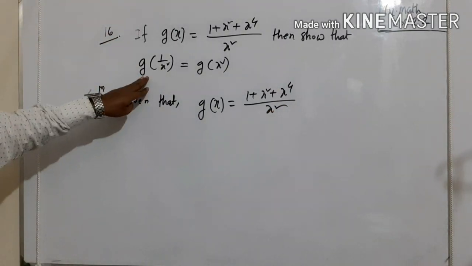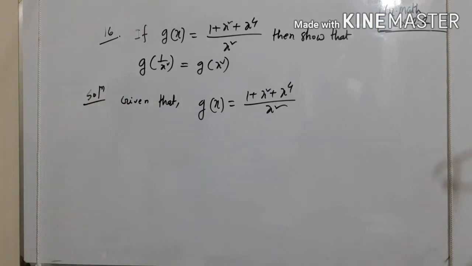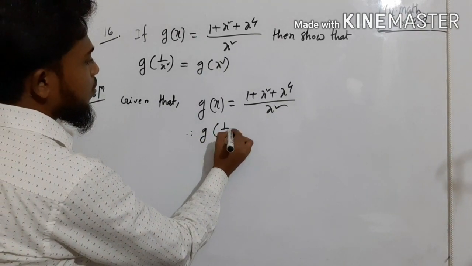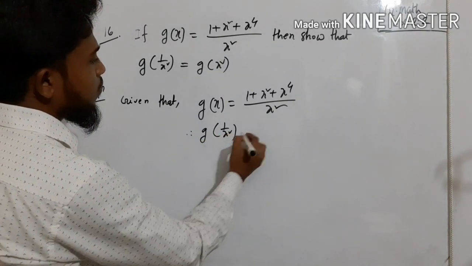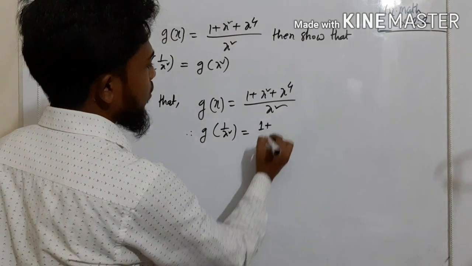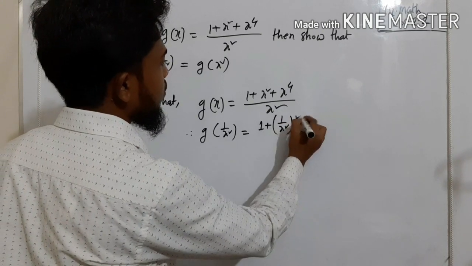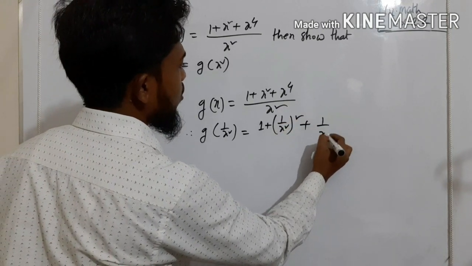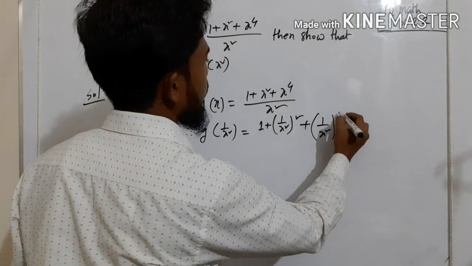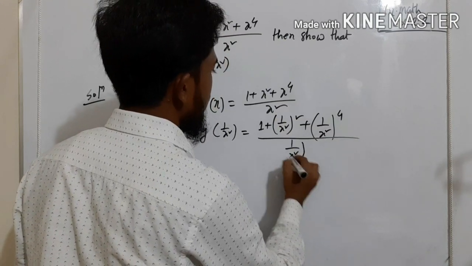If we put g of 1 by x square, then we can write 1 plus 1 by x square plus (1 by x square) whole to the power 4, divided by 1 by x square.